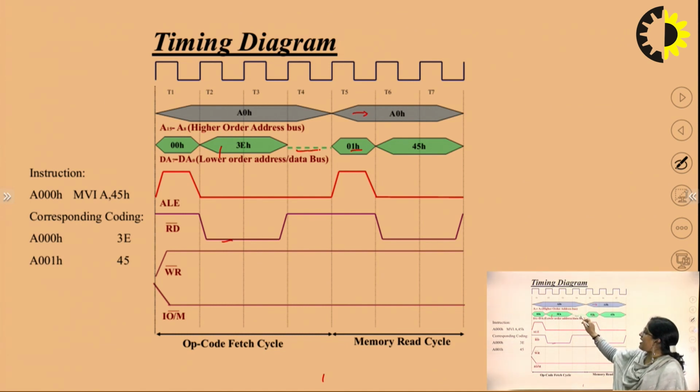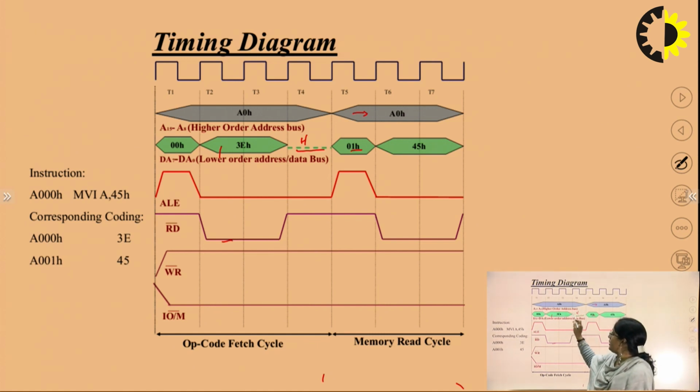This dashed line is the high impedance state. This T4 time is the time taken by the microprocessor to decode the 3E instruction. So 3E is the opcode. In T4 timing, the microprocessor will decode it and get to know that one more cycle is remaining.